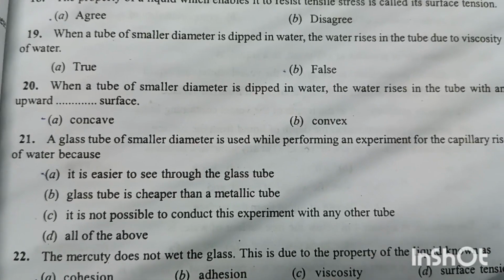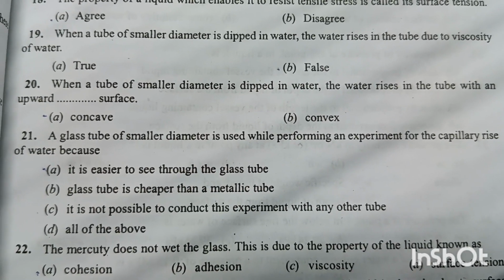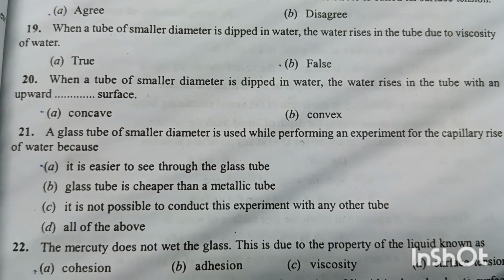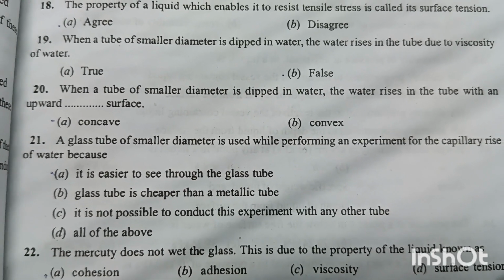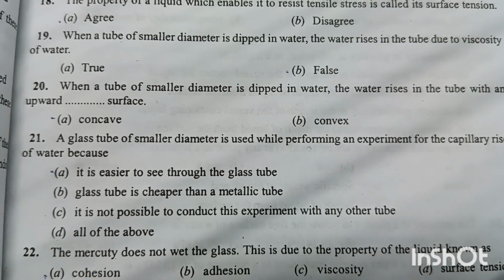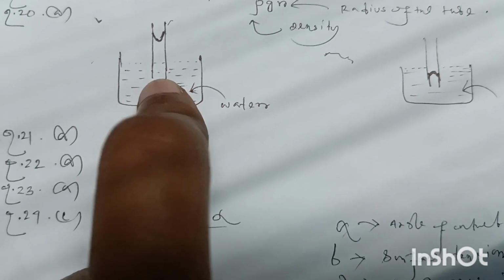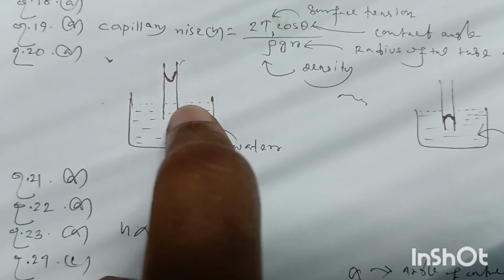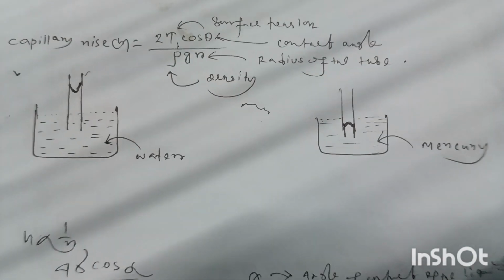Question number 20. When a tube of smaller diameter is dipped in water, the water rises in the tube with an upward concave surface. And in case of mercury, in the tube with an upward convex surface. So option A is right answer for this question. The rise of liquid in case of water will be upward concave, and in case of mercury it will be upward convex.